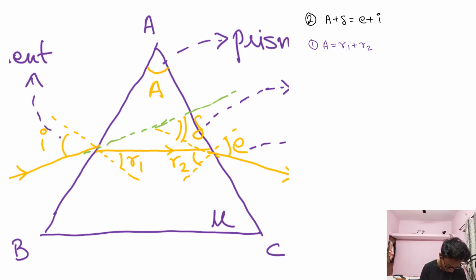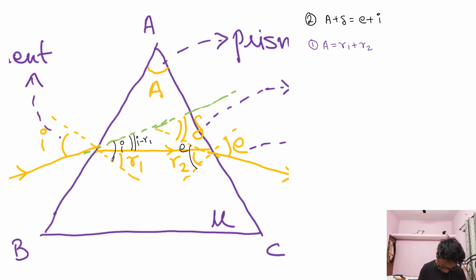What is this angle? This entire angle is nothing but I. Why? This angle and this angle are the same. Similarly, this entire angle is E. Very good. Now, how much is this much angle only? See, if this entire angle is I and this angle is R1, this much angle is nothing but I minus R1.